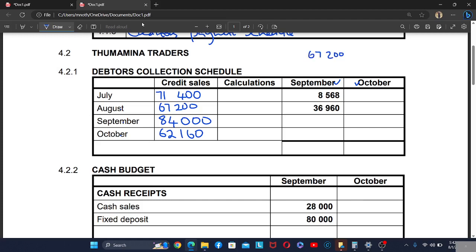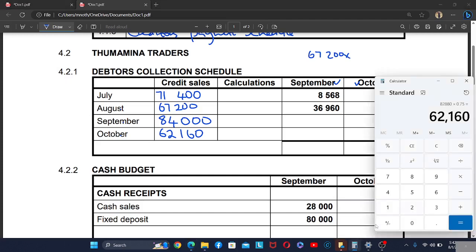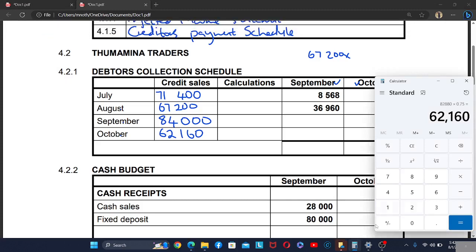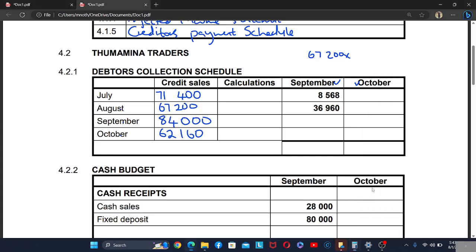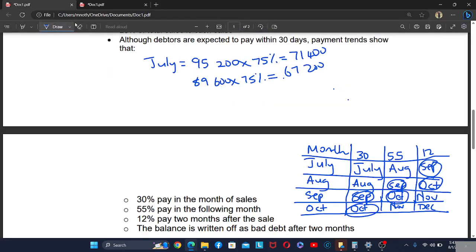67,200 multiplied by 12%. It is going to be 8,064. That is for October. Okay. Now we're done with August and July. Now we're moving to September.